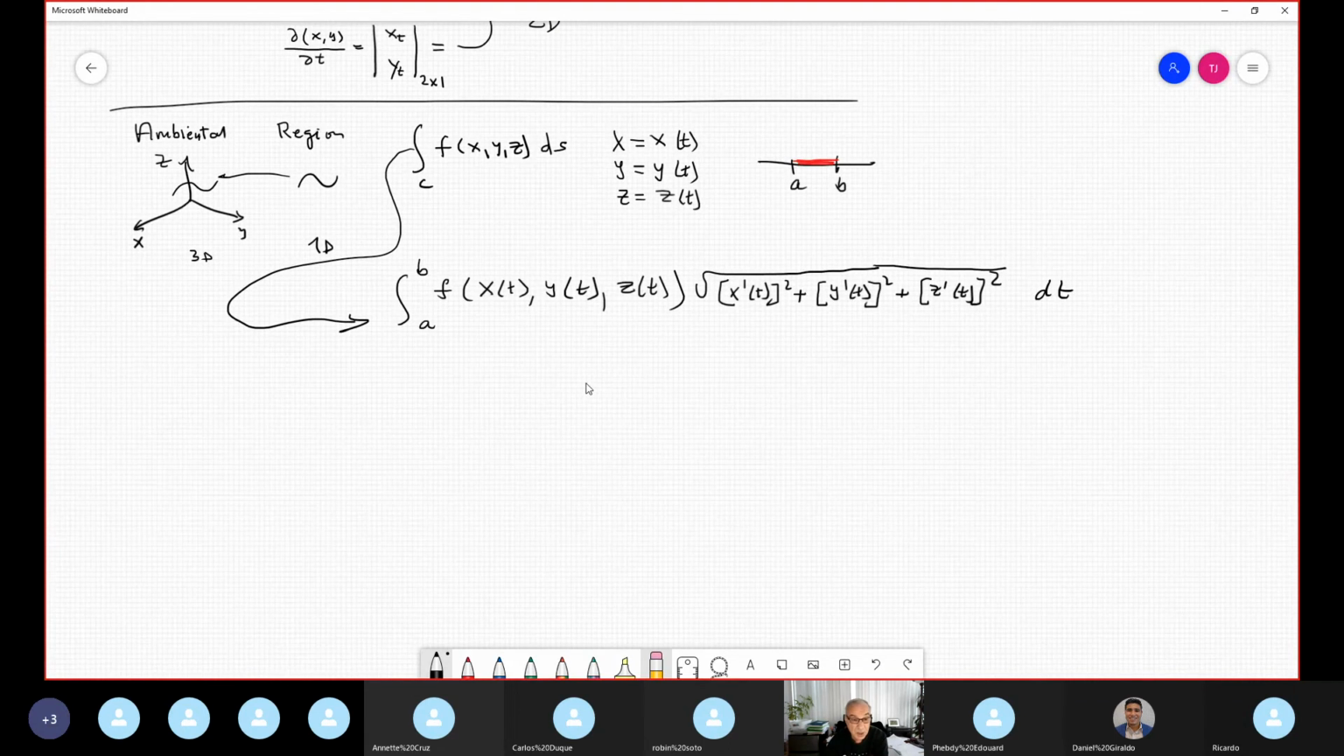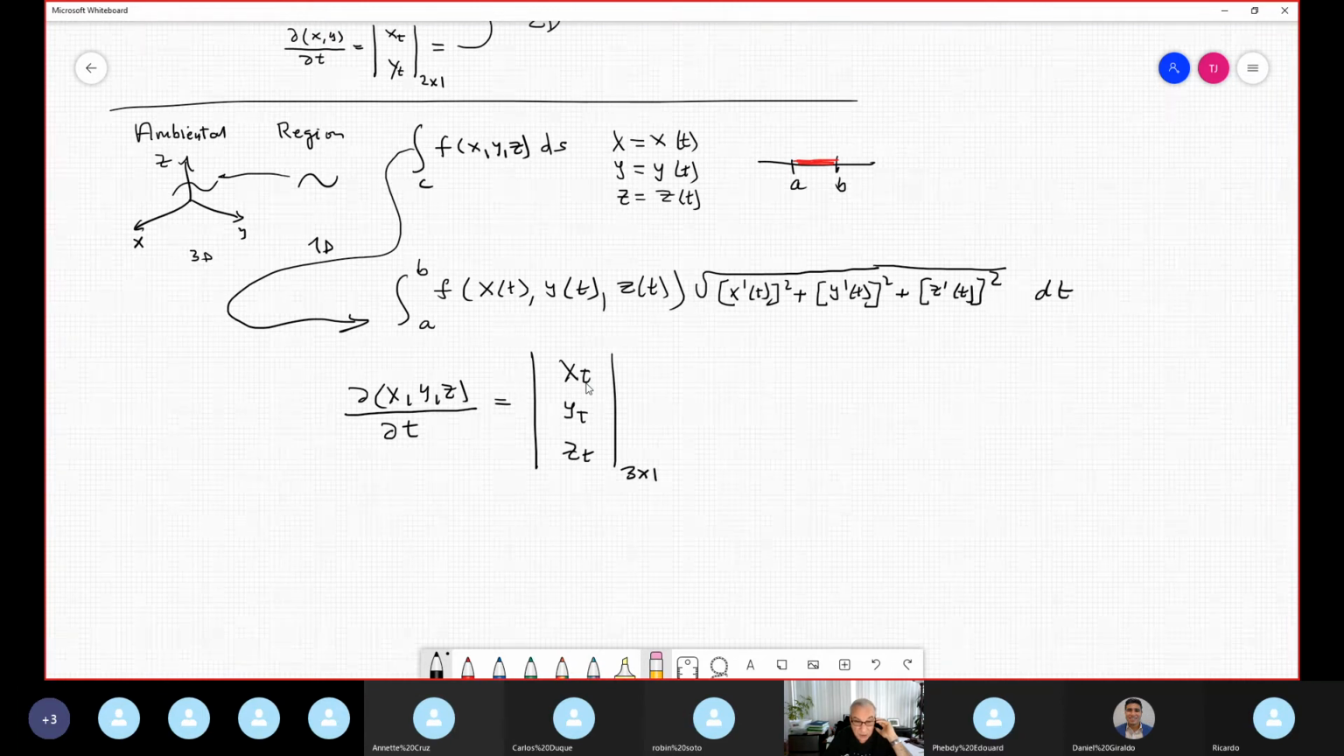Yes, it's a Jacobian, but this is another point of view: three variables with respect to only one substitution variable, t, not two, only one. The determinant is 3 by 1: partial derivative of x with respect to t, of y with respect to t, and of z with respect to t. And this is exactly the same expression. When the determinant is not square, I suppose the norm is the square root of the sum of the squares of each component.